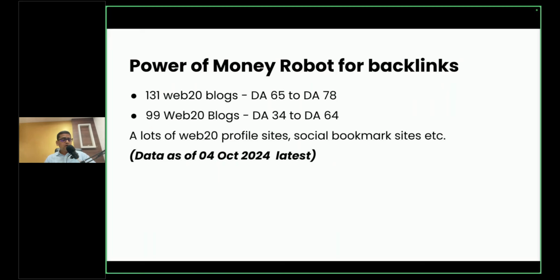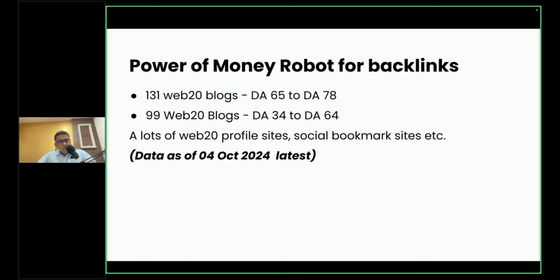Now let's come to the power of Money Robot backlinks. I was just checking, this is actually today's statistics, so I have just verified this for you all today. There are 131 Web 2.0 blog websites which have a domain authority of 65 to 78. 131 of such sites.